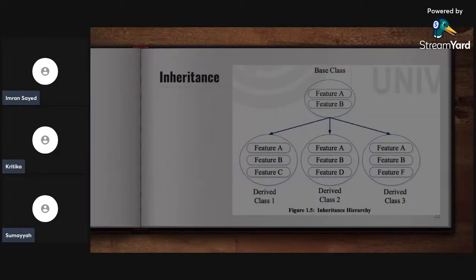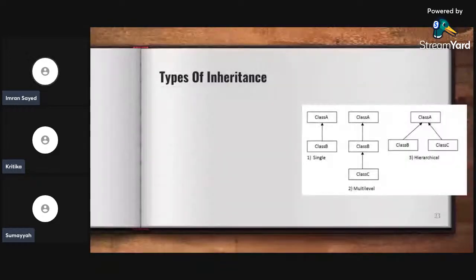Different types of inheritance. You have single, multi-level, and hierarchical. In single-level inheritance, one class is inherited by another class. In multi-level inheritance, one class is inherited by another class, and that inherited class is inherited by another one. So in this case, B inherits A and C inherits B. In hierarchical, there are multiple classes which inherit the same class. In this case, B and C inherit A.